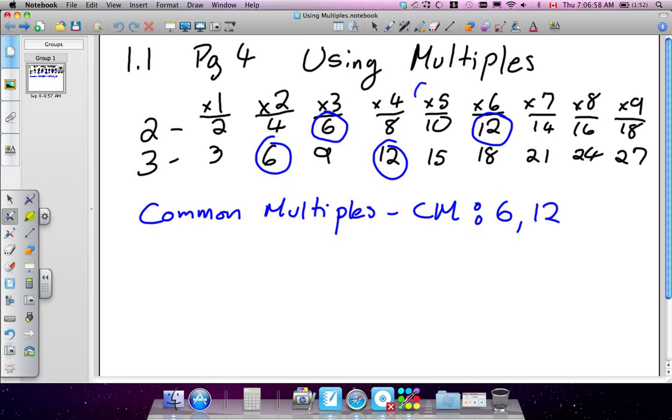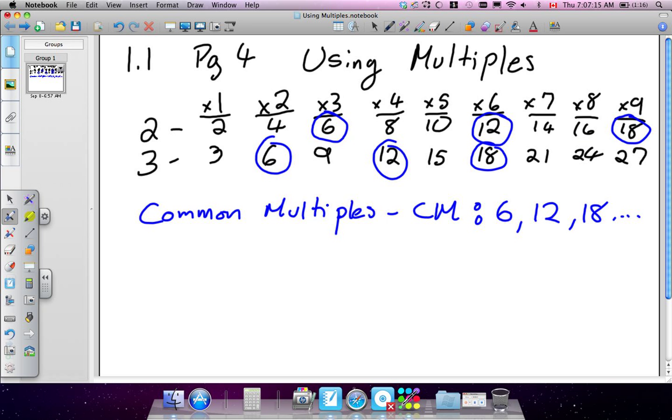So, 14, there's no 14 in both. 16, there's no 16 in both, but there is 18 in both of them. So that's another common multiple. 18 and 18. So as you see, I'm listing them, and these can go on forever depending on how many multiples we put in.